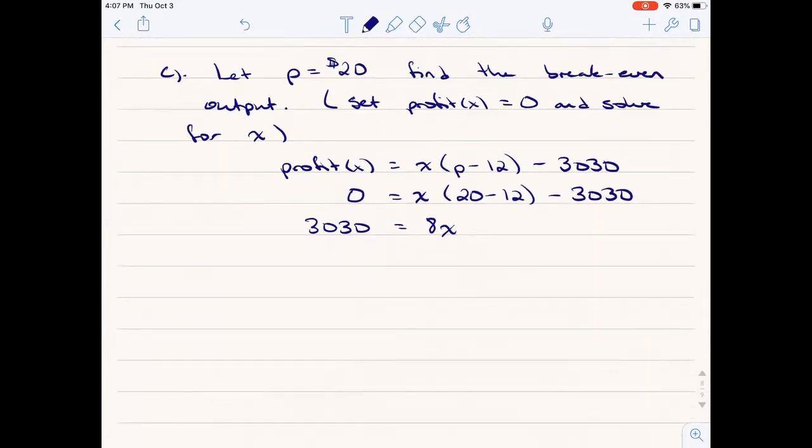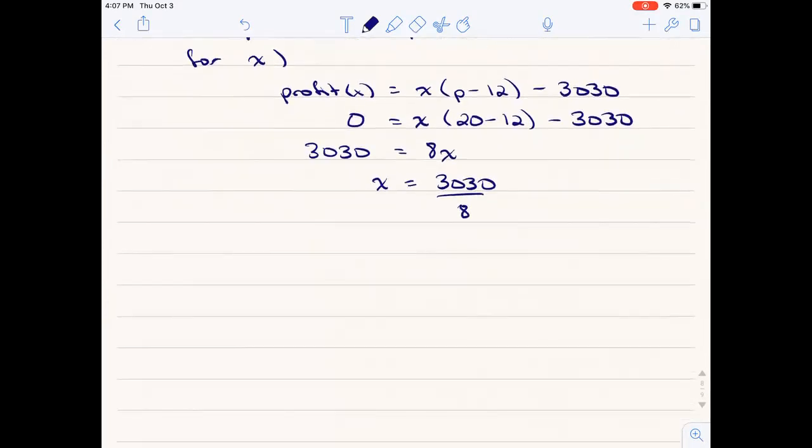So we get 8X is 30. So X must be 30 divided by 8. Let's see here. 30 divided by 8. I get an X of 378.75.